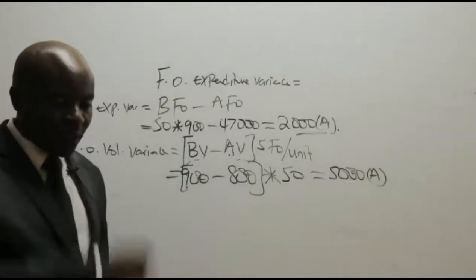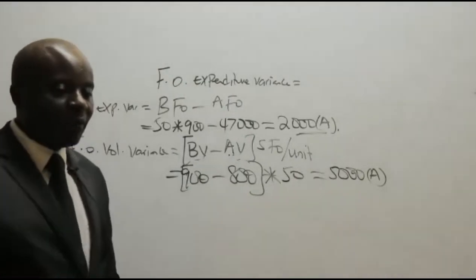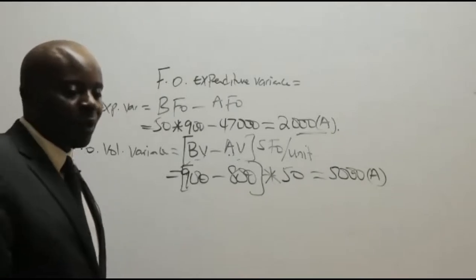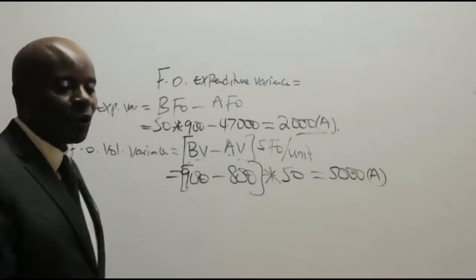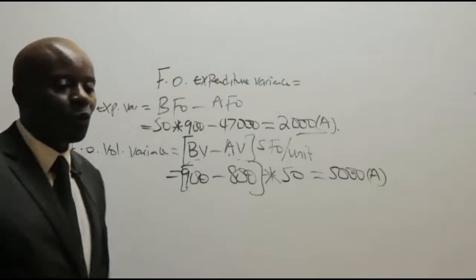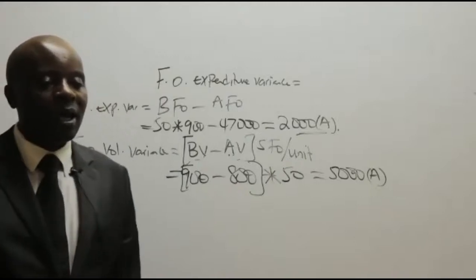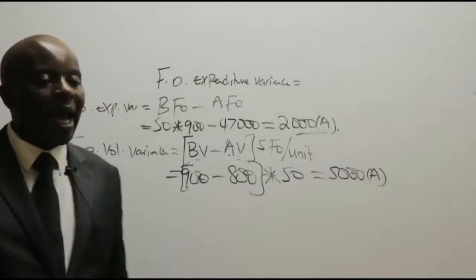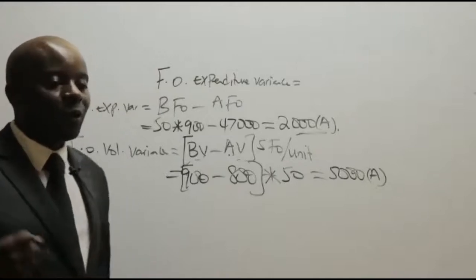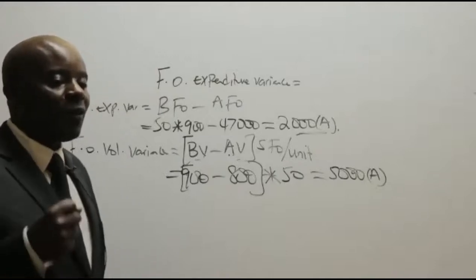Is it supposed to be adverse or favorable? Somebody talk to me. But Mwalimu, I got a positive figure, and I feel that this should be a favorable variance.